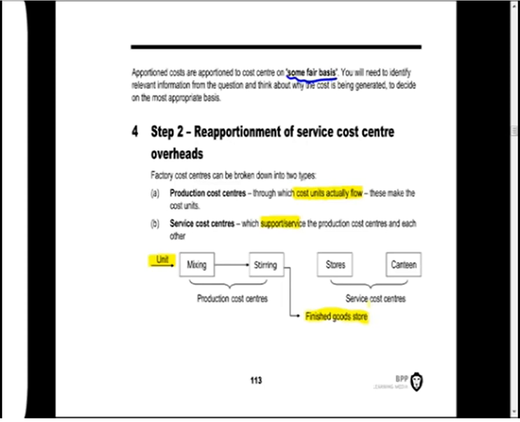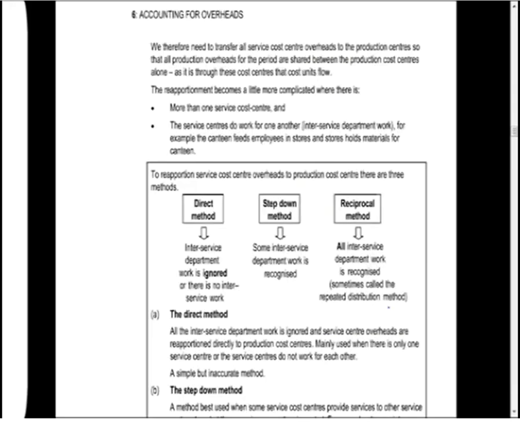So what we need to do then is find a way of getting the stores and the canteen costs into the cost of the finished good, which ends up in the finished goods store. So we're going to end up transferring the service centre overheads out to the production centres so that we can share them out in the final stage between all of the products. This reapportionment is slightly more complicated if we've got more than one service centre and they do work for one another. For example, the store staff eat in the canteen.